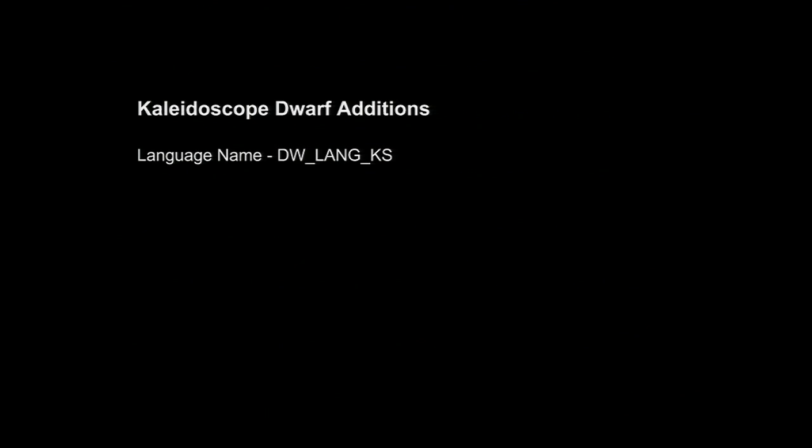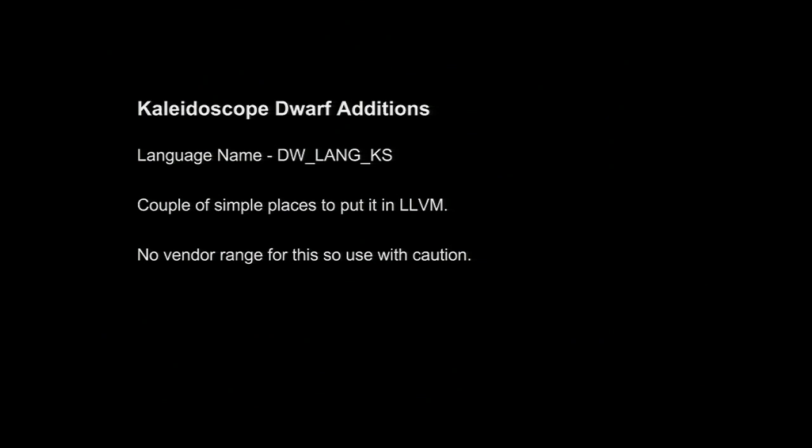So, DWARF additions for Kaleidoscope. I added a language tag. It's pretty easy. There are a couple little small places you change. If anyone's interested in the diff, it's actually 2 places in LLVM. It's not too bad. There is no vendor range for this, so use it with caution.